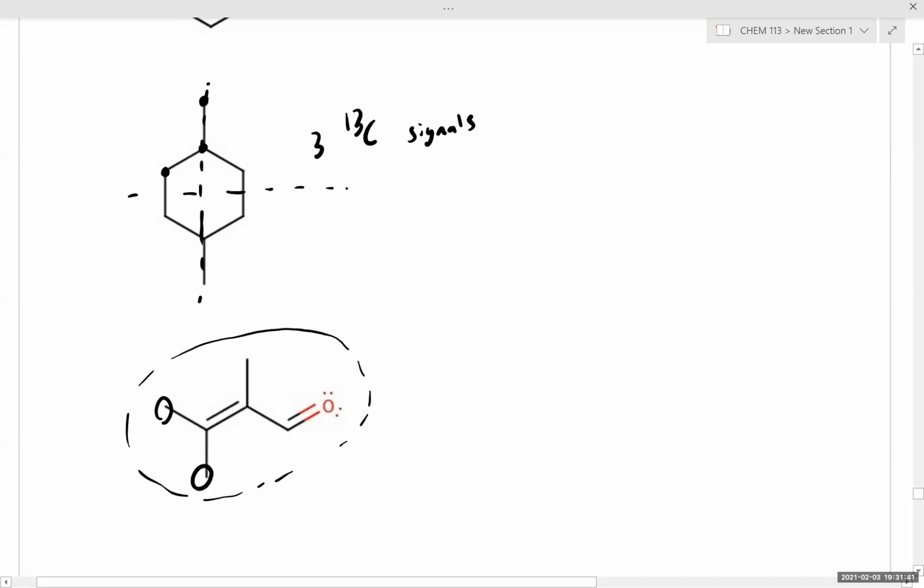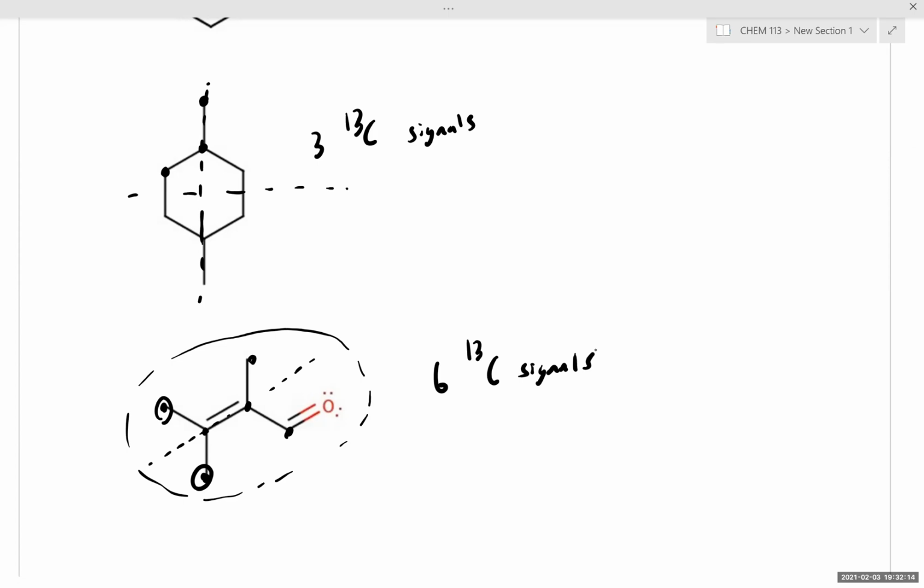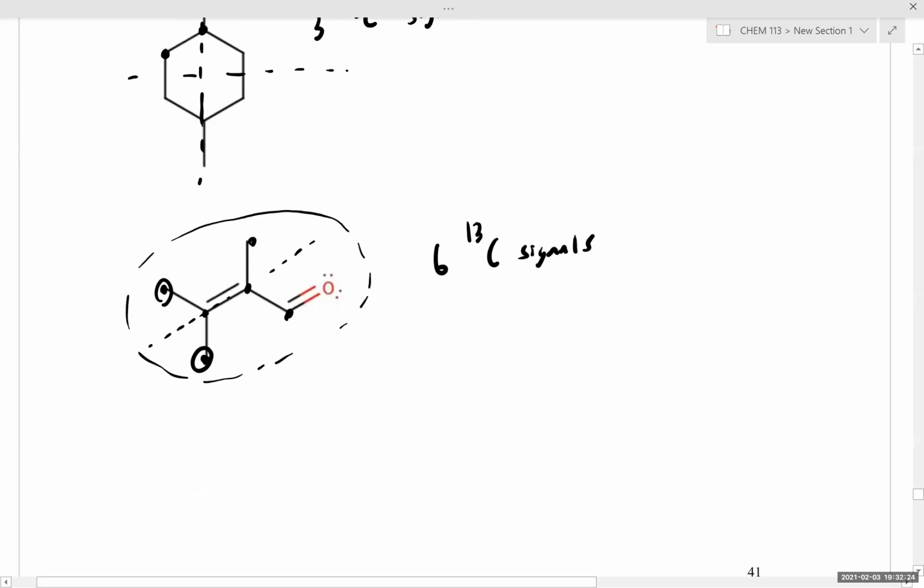So the first thing to look at is these 2 carbons are unique, right? Because they're in unique chemical environments and unique relative arrangements compared to our other substituents, right? So we have 1, 2, 3, 4, 5, 6 unique carbons. So we'd see 6 carbon-13 signals. Does that make sense? Okay, so let's keep going.